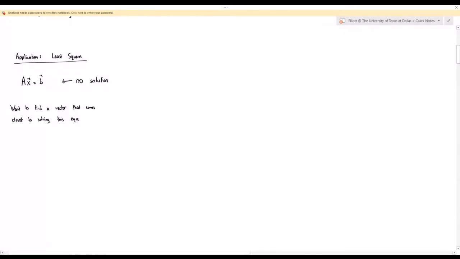Okay. So why would we want to do this? It may be that we expect this equation to have a solution, but the numbers in the equation come from measurements in some kind of an experiment.